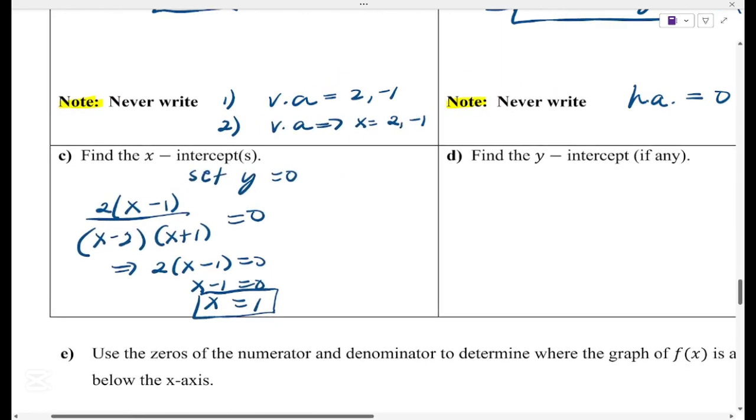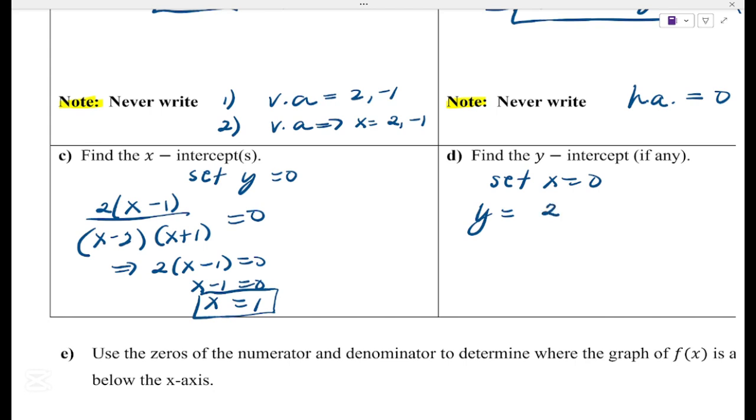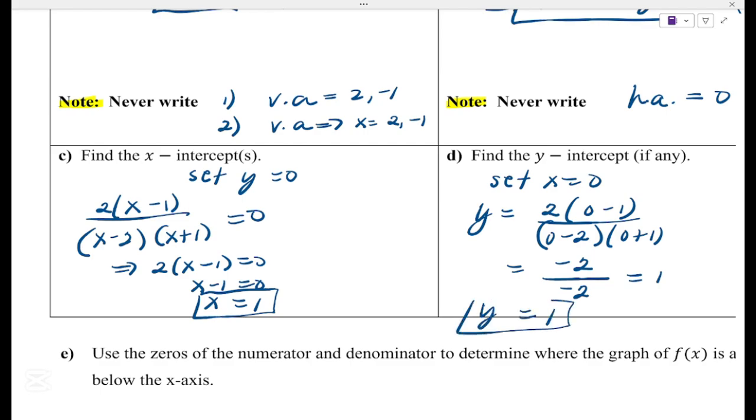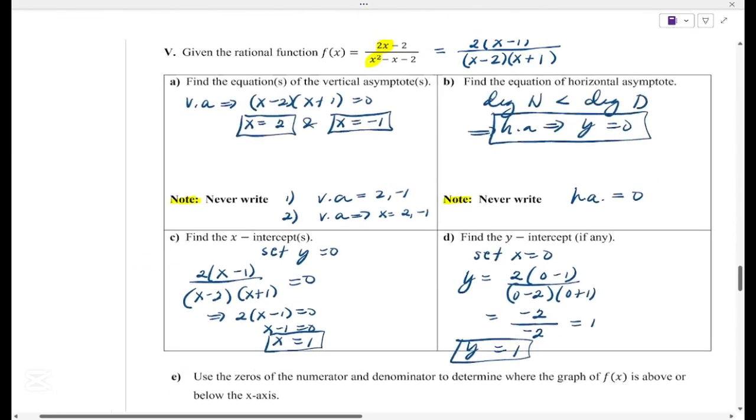And then for the y-intercept, we set x equal to 0. So substitute in the function: 2 times 0 minus 1 over 0 minus 2 times 0 plus 1. So we will get the value of the numerator as minus 2. The denominator is also minus 2, which is equal to 1. So y equal to 1 is the y-intercept.